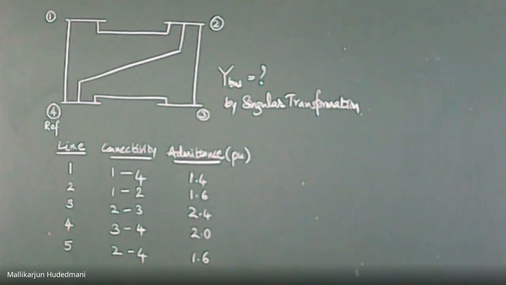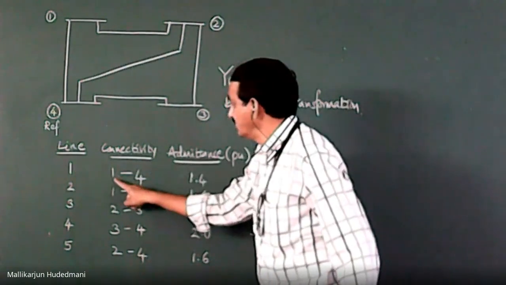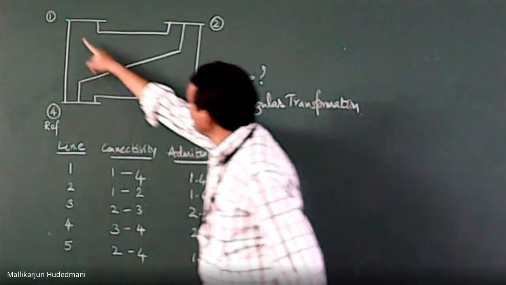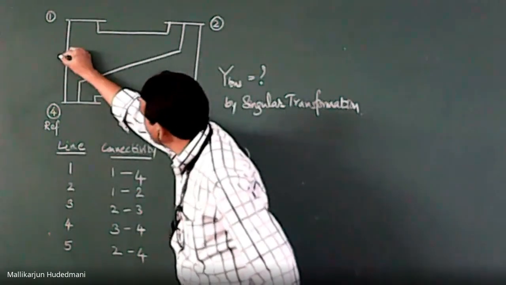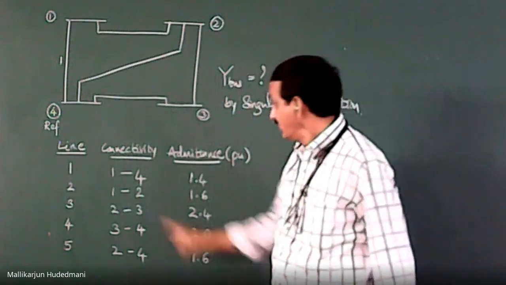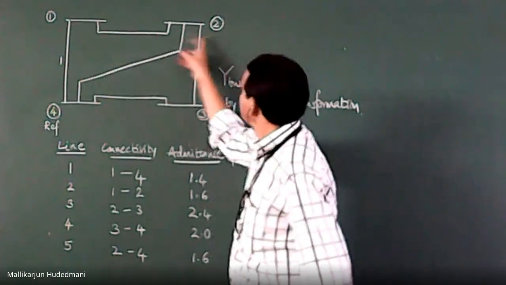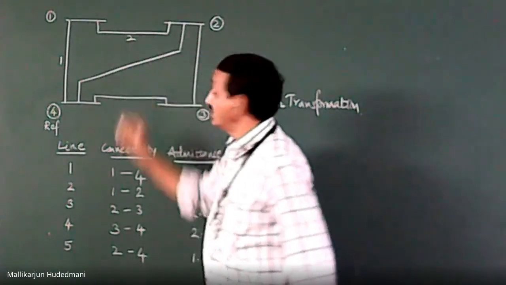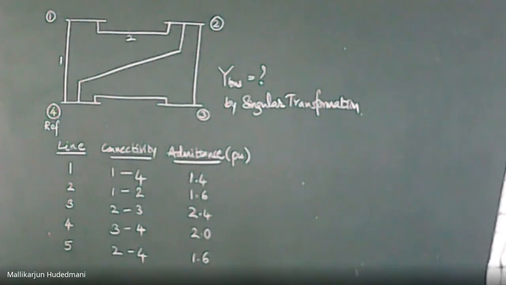We have 5 elements. So element number 1 is 1 to 4. Now I should trace it. 1 is here, 4 is here. Element number 1, so this is marked as 1. Then 1 to 2 is element number 2. 1 is here, 2 is here, so I mark it 2. In the earlier discussion, how to mark the number and how to give an orientation was the question. No matter how it is mentioned, we need to adopt it.